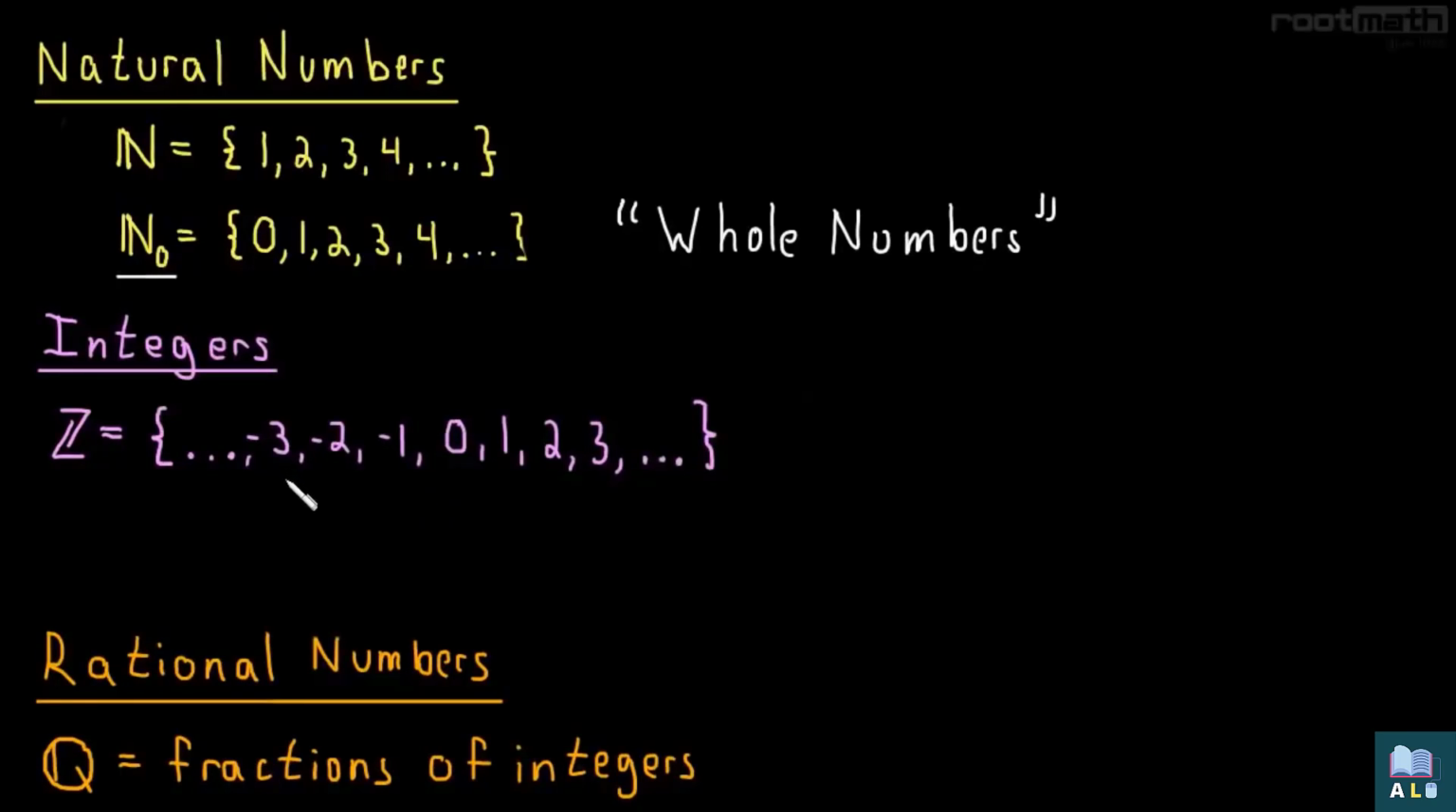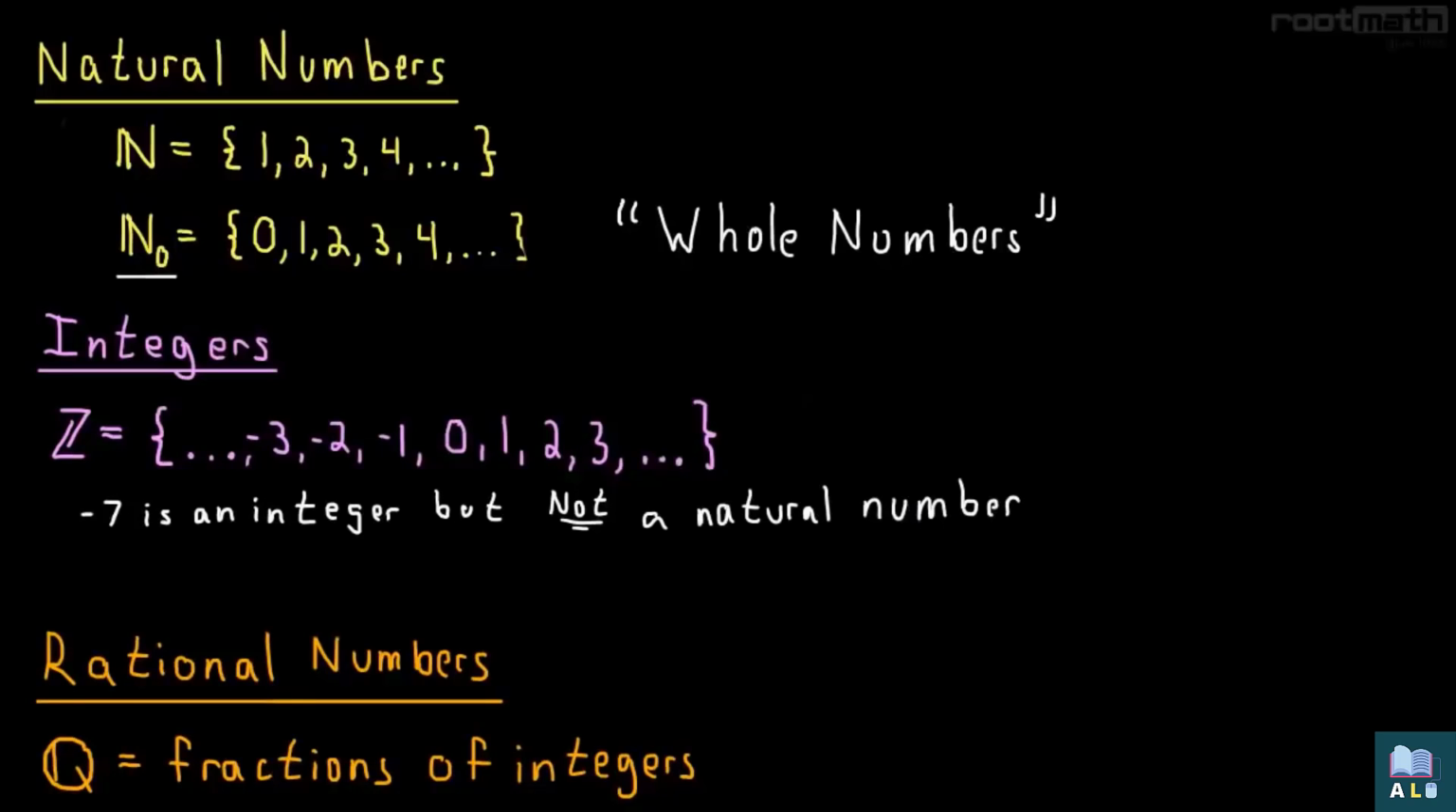Now, the integers have all the natural numbers, they have 0, and they have these negative numbers. So an example of an integer is something like -7. Now, -7 is an integer, but it's not a natural number, because there's no negatives in the natural numbers. On the other hand, something like 20 is both a natural number and an integer. We can clearly count up to 20 in the natural numbers, and if you look at the integers, they include all the natural numbers, 1, 2, 3, 4, 5, and so on.